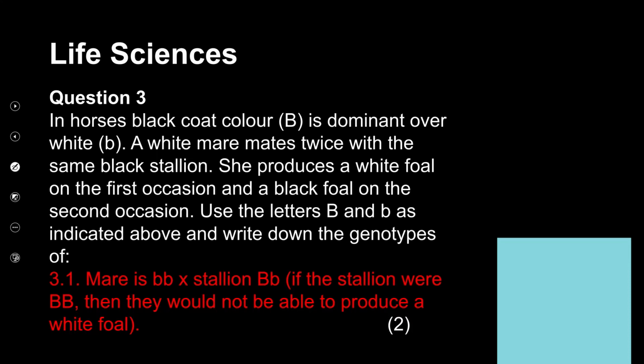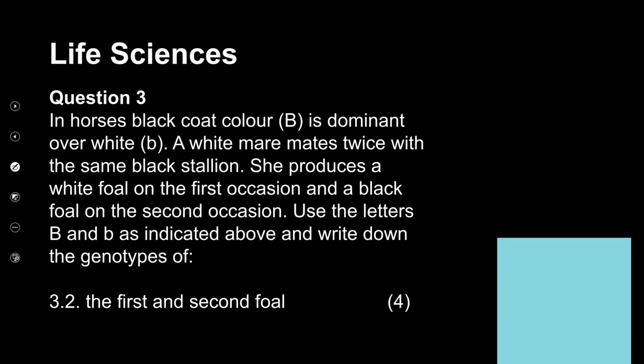As I mentioned, here we looked at the answer for that, and we said that the mare is that, crossed with the stallion who has to be that, because if he's not, they will not be able to produce a white foal that has two recessive alleles. And that's the explanation to why the male is heterozygous. Now let's determine the genotypes of the first and second foal.